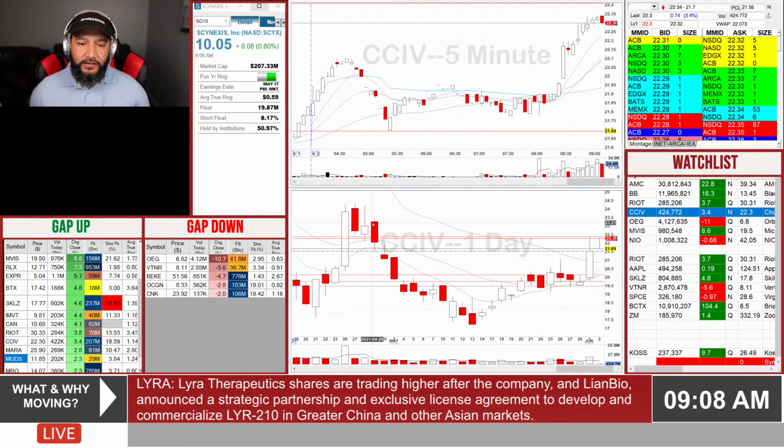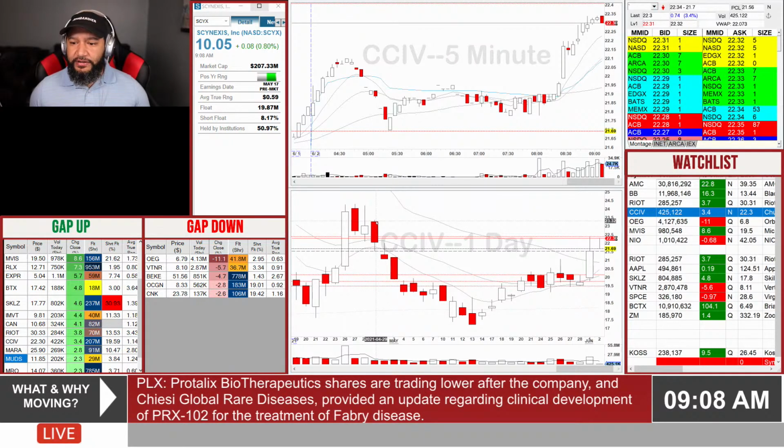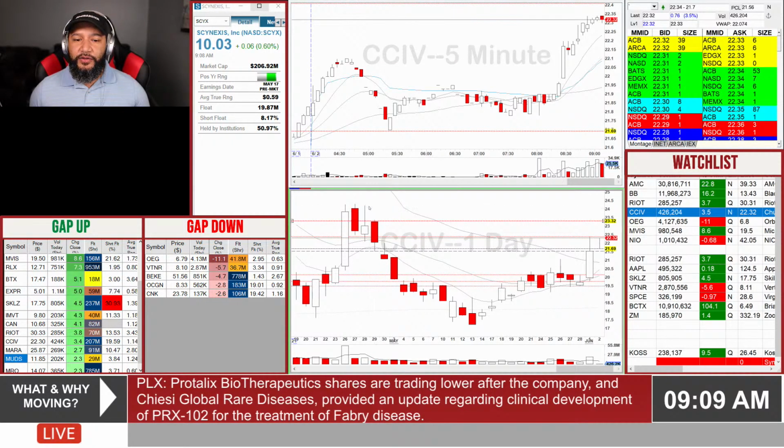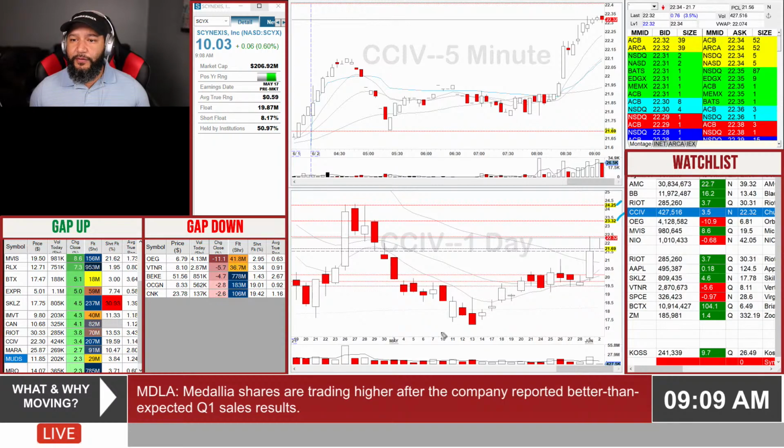Let's see if we can hit that there. And then towards the top, we do have 23, 32, and then all the way up here, guys, great area of resistance, 24, 25. So two really good levels towards the top here on CCIV. We have obviously hit that before in the past.